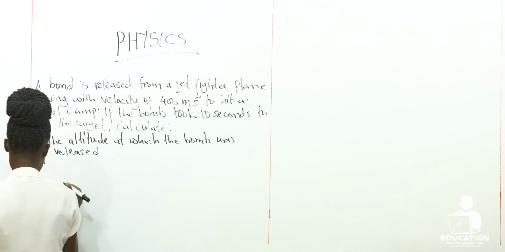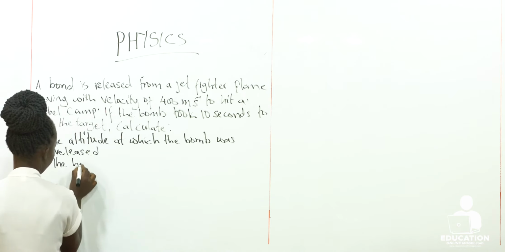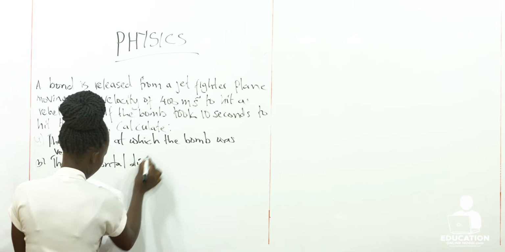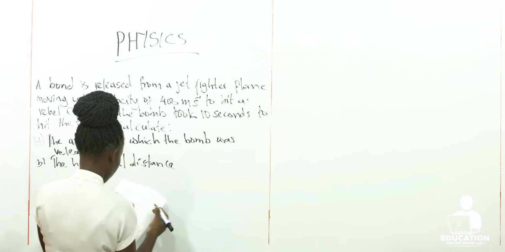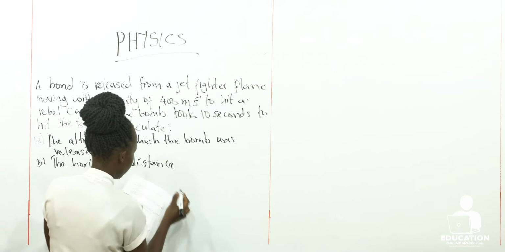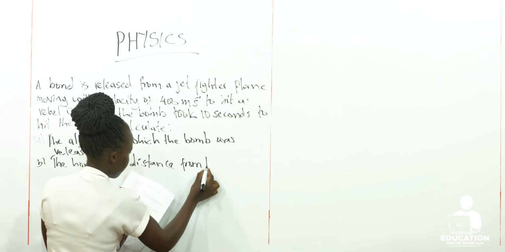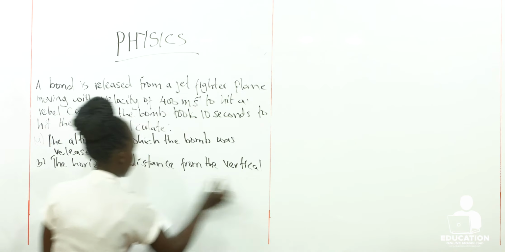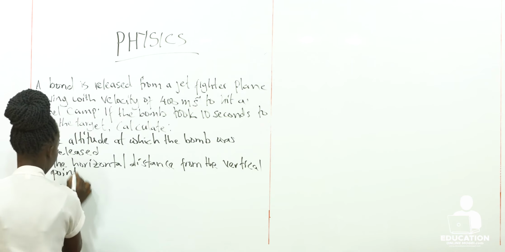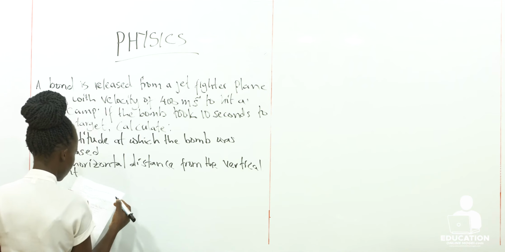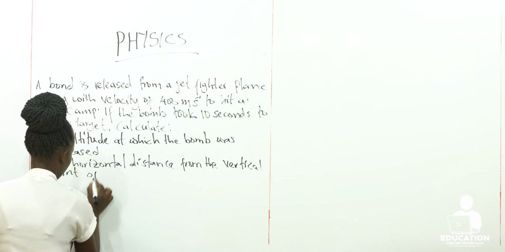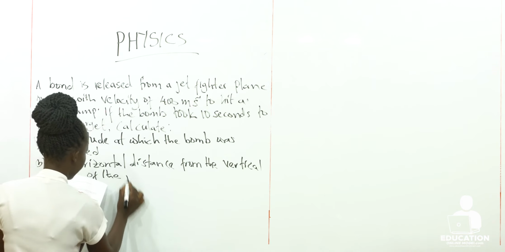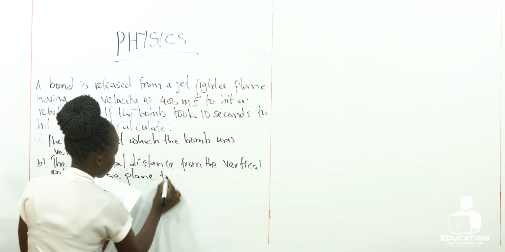B, we have to find the horizontal distance. The horizontal distance from the vertical point, from the vertical plane of the plane to the target.